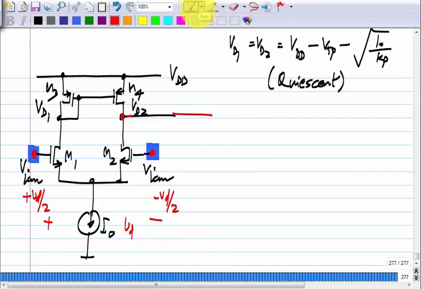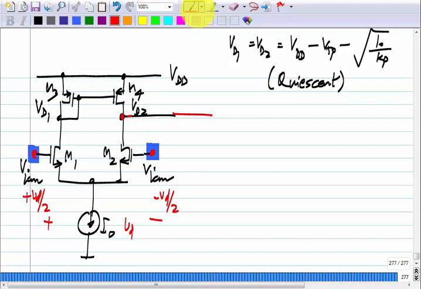How do you find the Norton equivalent circuit of anything? How do you do it? What quantities do you find? Input resistance. You have to find the short circuit current.